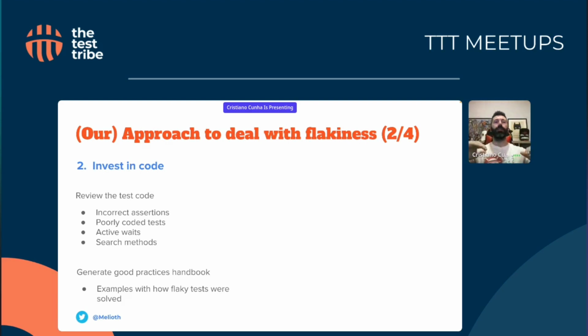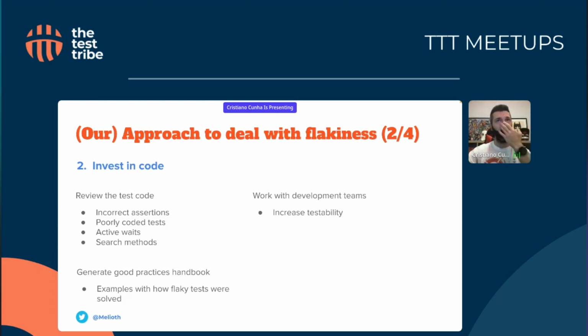Reviewing the test code will help, and you will see that if you share the good practices and the corrections that you made when you find a flaky test, and you generate a good practices handbook with examples saying, we had this code in the test, it was generating flakiness behavior, we did this, and now it is solved. So if you have this, please try to apply this correction. Making this available for the entire team is really valuable and helpful.